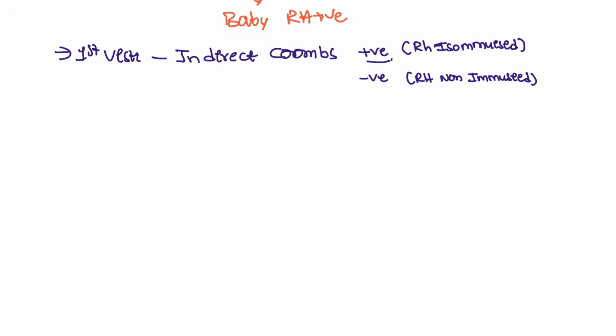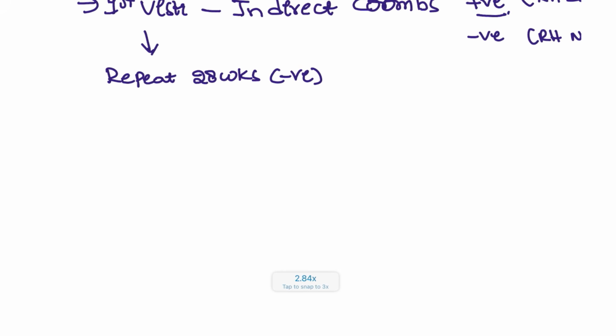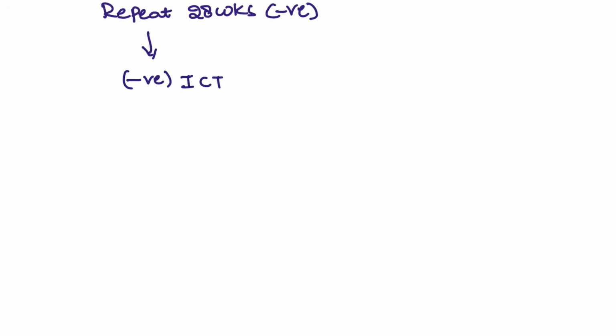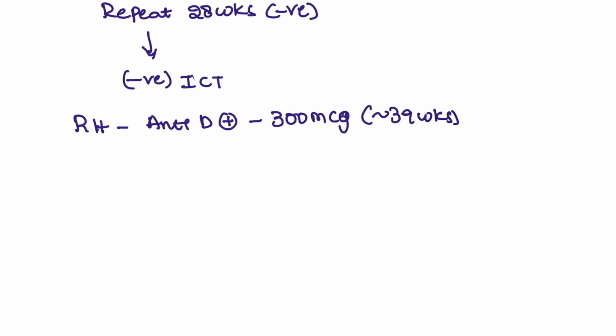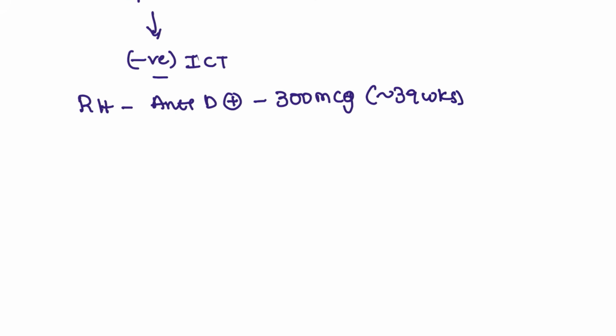Then what can we do for this patient? Let's say we have already confirmed this, and we repeat it at 28 weeks. If it is negative, repeat it after 28 weeks. And if the ICT is still negative for this patient, then RH prophylaxis has to be given. That is anti-D prophylaxis that we are going to give. How much is the dosage? 300 micrograms that we are going to give for this patient around 39 weeks, because this is negative. Still we don't know whether there is a risk for this baby or not.